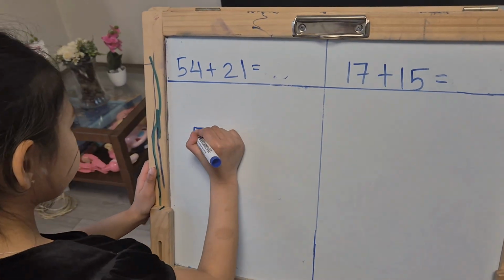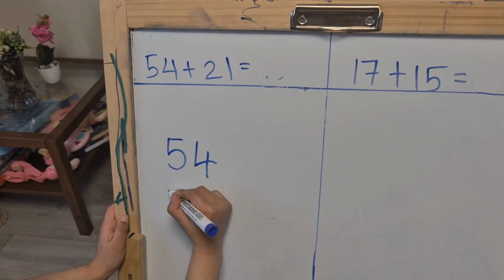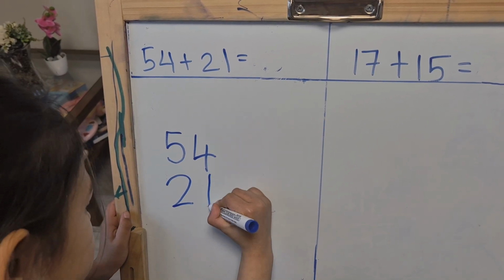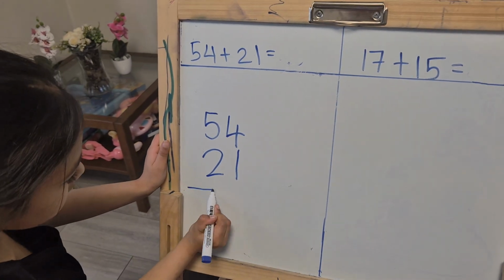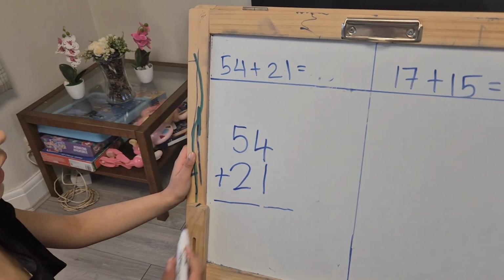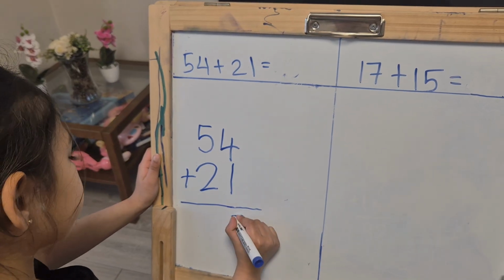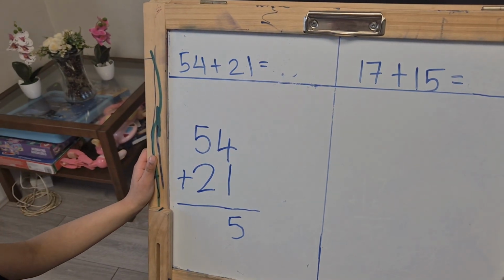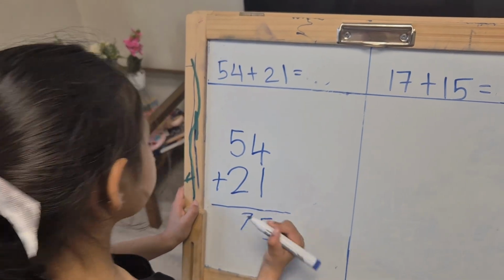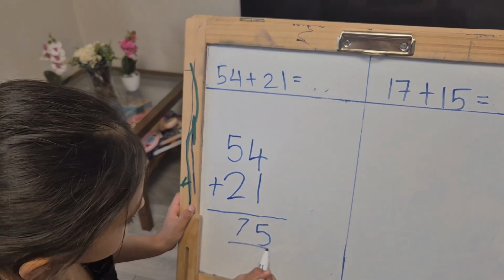First we write 54. And then we write at the bottom of it 21. And then we do a big line. And then we do the addition sign. And then we add 4 and 1 equals 5. And we're going to add 5 and 2 equals 7. So our answer is 75.